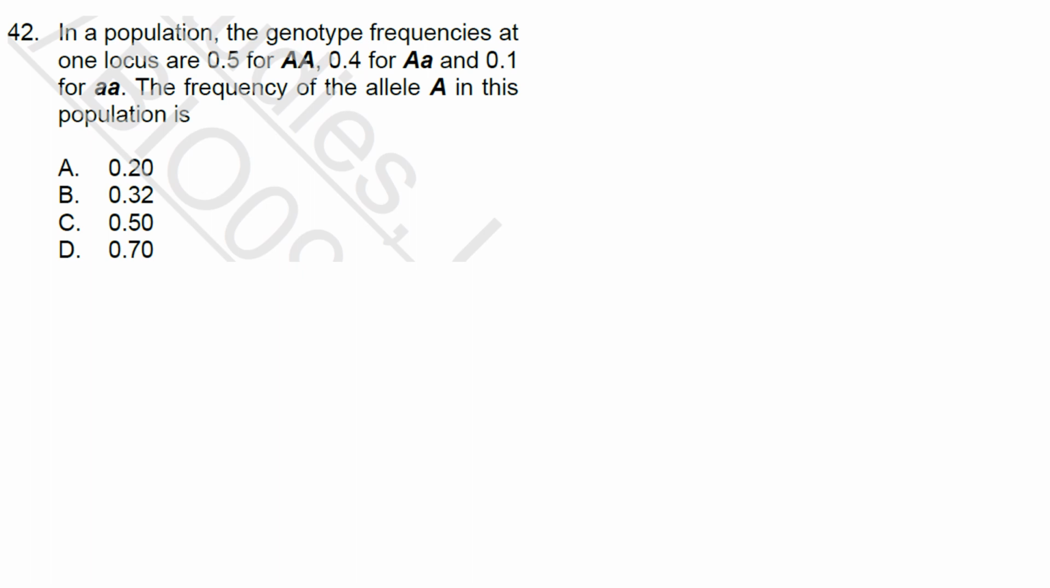Question 42. In a population, the genotype frequency at one locus are 0.5 for homozygous dominant, 0.4 for heterozygous, and 0.1 for homozygous recessive. The frequency of the A allele in this population is, okay. So to do this question, you have to know 2 formula. The first is the Hardy-Weinberg equation, which is P plus Q equals to 1.